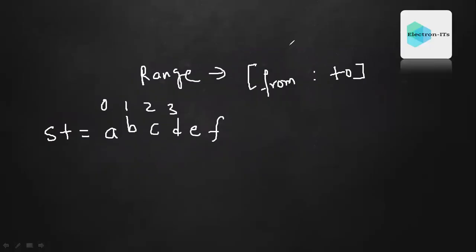So the value corresponds to this. E is 4 and F is 5. And in case of negative, this is -1, -2, -3, -4, -5, and -6, like this. So if I want to print BC, only BC. So how to print BC?